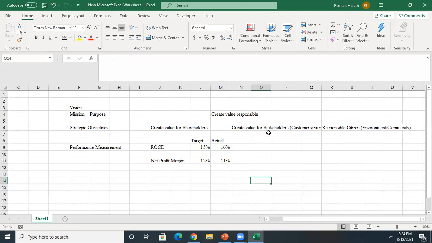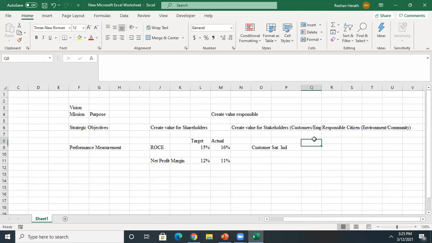And when it comes to creating value for stakeholders, most of the time you may not be able to depend on financial performance indicators, but you may be using non-financial performance indicators, which we'll be discussing later. But at the moment, just to complete the story, I might make use of, say, the customer satisfaction index, right? It's a non-financial performance indicator, the customer satisfaction index.